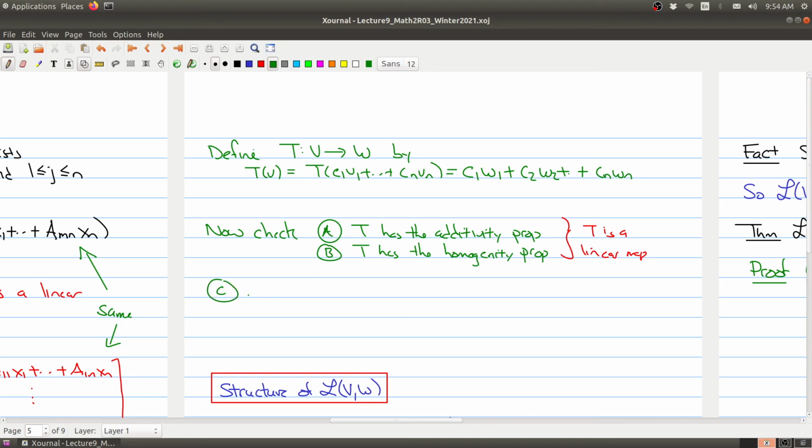is that if T prime is any linear map with T prime also having the property that it sends vi to wi, then T prime v is equal to Tv for all v. So basically T prime and T are the same function.